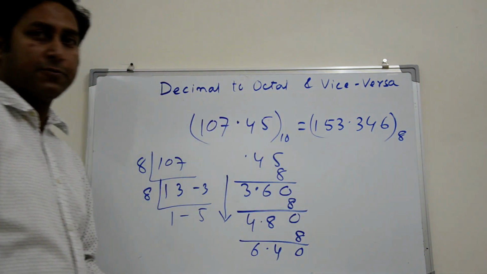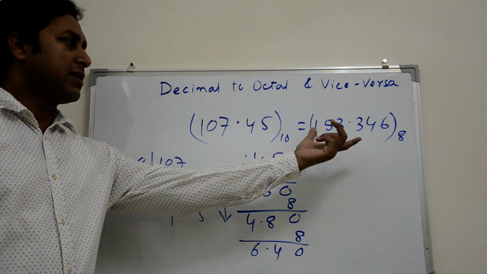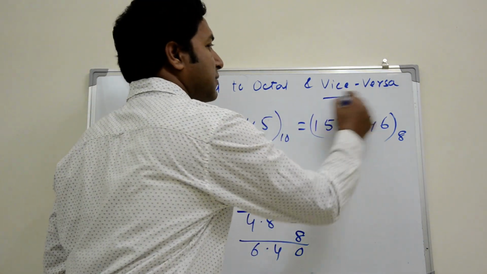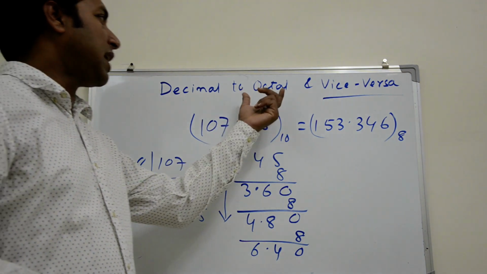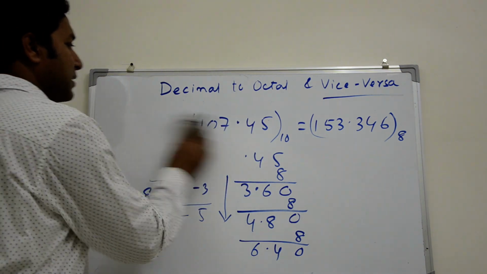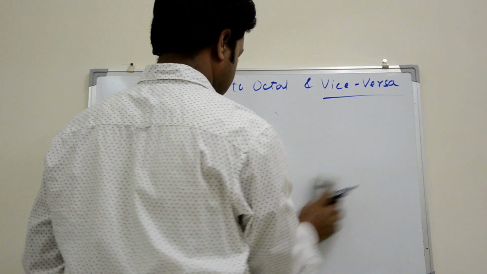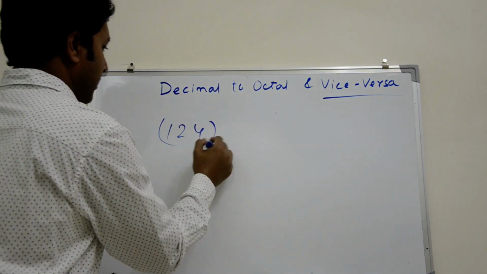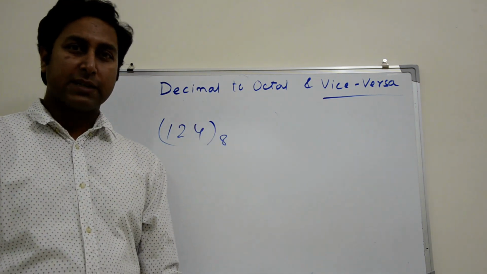Is it clear, all of you? So we have converted a decimal number to an octal number. Now again, I wrote here vice versa. Vice versa means from the reverse. That means now we'll convert an octal number to a decimal number. So assume 124 is an octal number, and we will have to convert this into a decimal number.